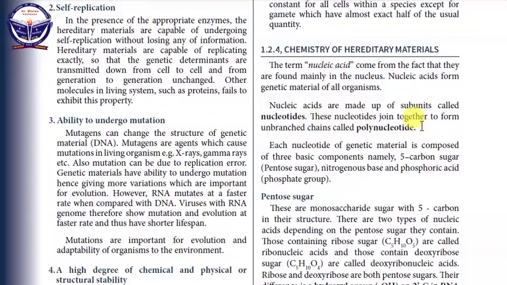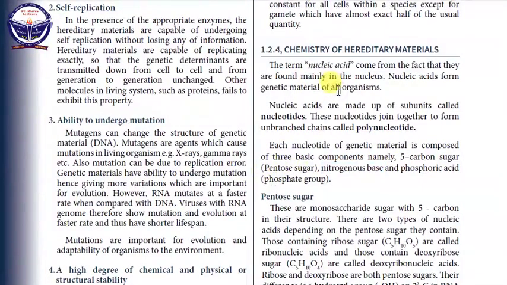Kwa kuna nucleotide ambazo zinaungana kutengeneza polynucleotide. Hii polynucleotide ndio inakuwa nini? Nucleic acid. Each nucleotide of genetic material is composed of 3 basic components, namely the 5-carbon sugar, which is pentose sugar, nitrogenous base, and phosphoric acid, or sometimes known as phosphate group.